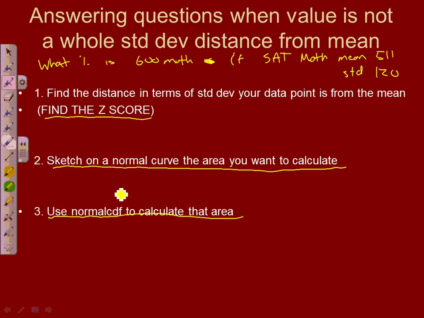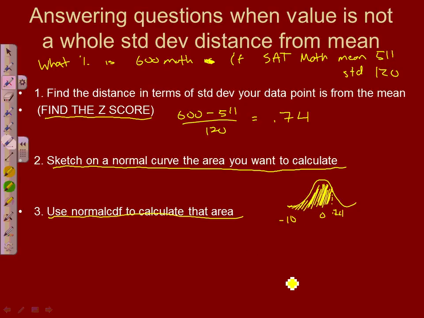Well, step 1, you would find the z-score. It's okay, well, my observation is 600. I subtract 511, divide by 120, and what did I get? 0.74. Okay, that is my z-score. Second, I'm going to sketch on the normal curve the area I want to calculate. So I'm going to sketch a normal curve. I'm going to say, okay, this is 0 right here. 0.74 is going to be like right around here. I'm just going to approximate it. And I want the percent that is below this. So then I'm going to say, oh, that's going to be between -10 and 0.74.